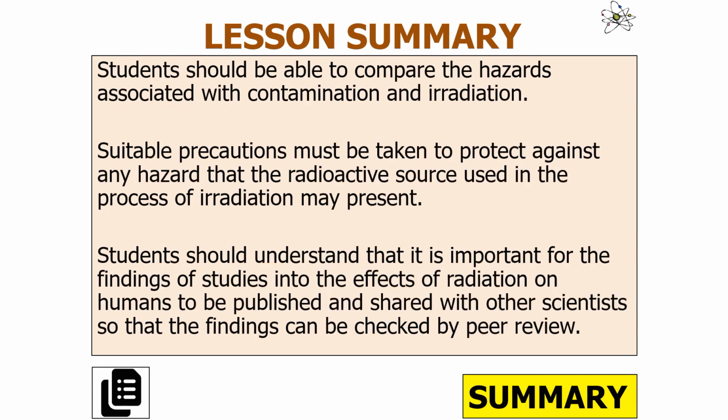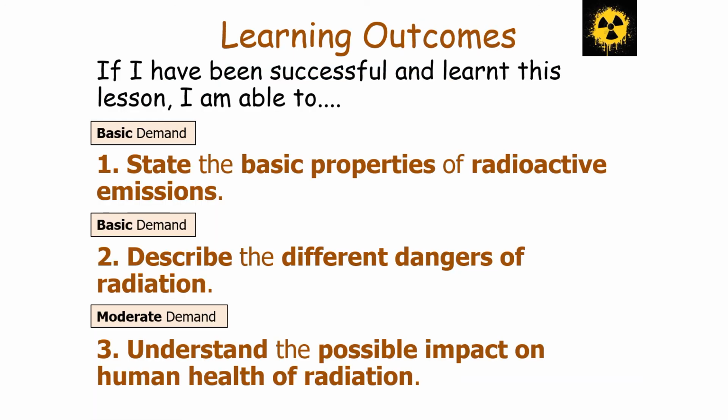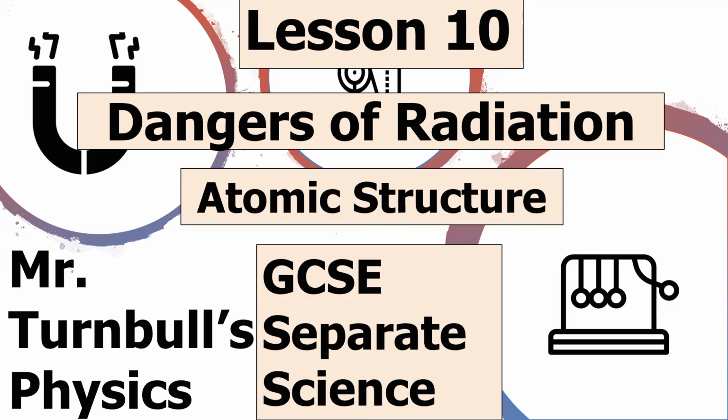Students should be able to compare the hazards associated with contamination and irradiation, and suitable precautions must be taken to protect against any hazard that a radioactive source used in the process of irradiation may present. You should also be able to understand that it's important for the findings of studies into the effects of radiation on humans to be published and shared with other scientists so that the findings can be checked by peer review. So, if we've been successful and learnt in today's lesson, we can state the basic properties of radioactive emissions, we can describe the different dangers of radiation, and we can understand the possible impact on human health due to radiation.